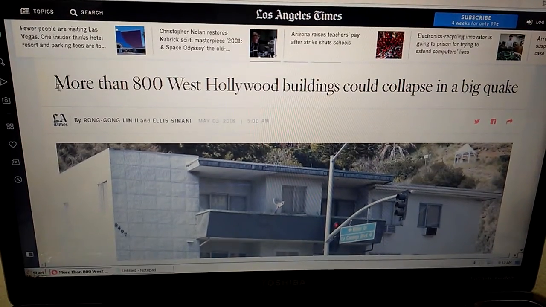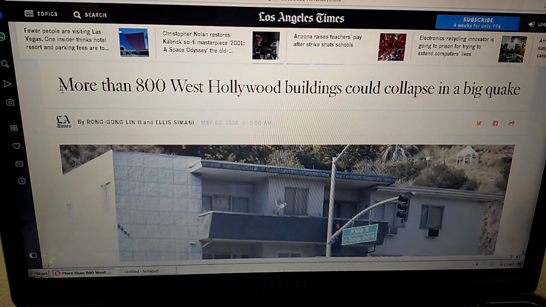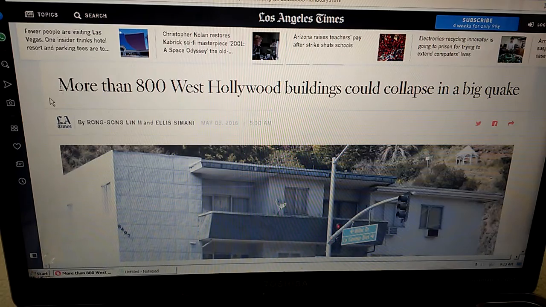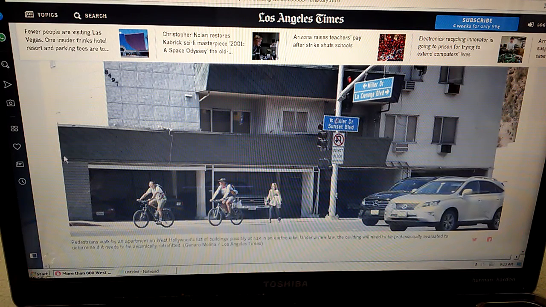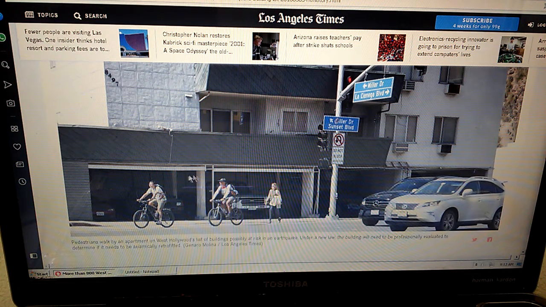I saw a very interesting article. More than 800 West Hollywood buildings could collapse in a big quake. Uh-oh. What we have here is a classic example of a soft story. I'm surprised they don't mention it here, but this story, structurally speaking, is garbage.